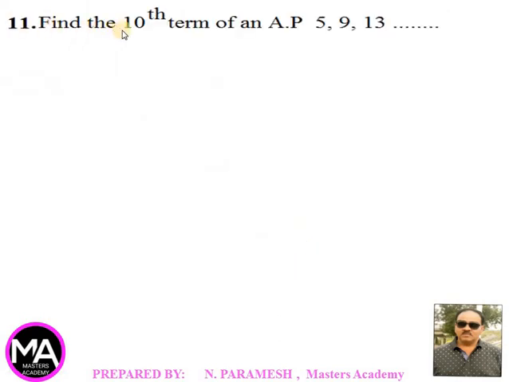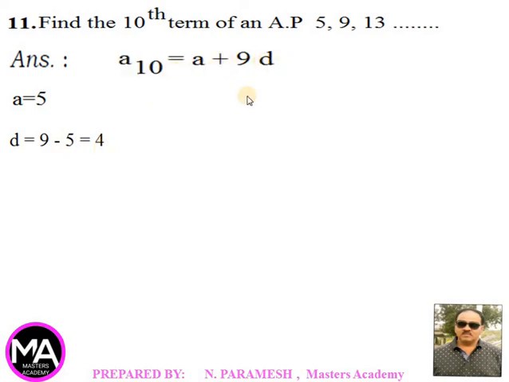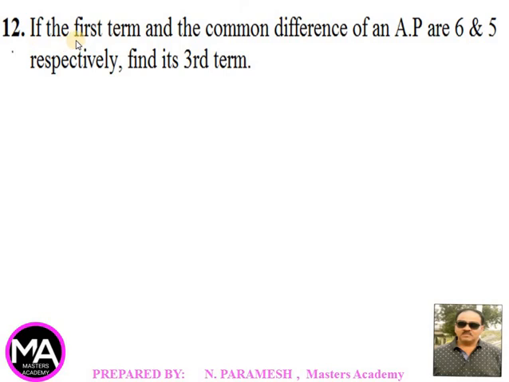11th question, find the 10th term of an arithmetic progression 5, 9, 13 and so on. Answer, a is equal to 5, d is equal to 9 minus 5 is equal to 4, a10 is equal to a plus 9d is equal to 5 plus 9 into 4 is equal to 5 plus 36 is equal to 41.